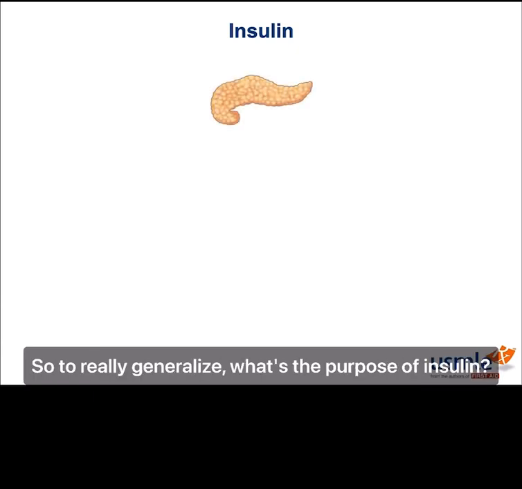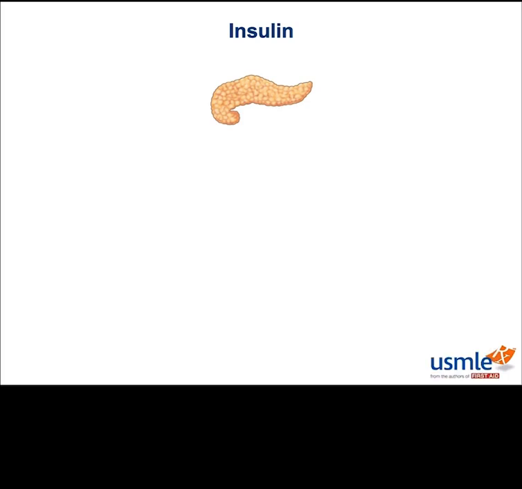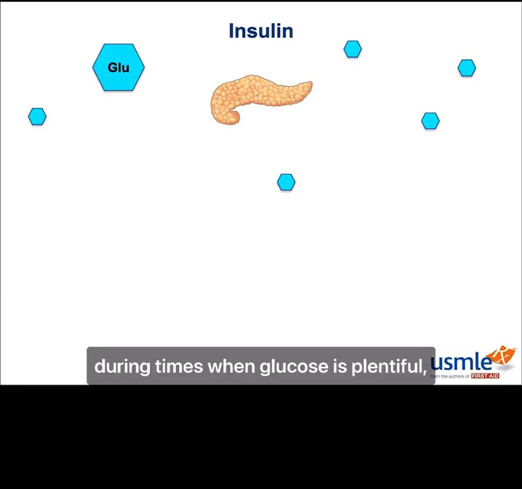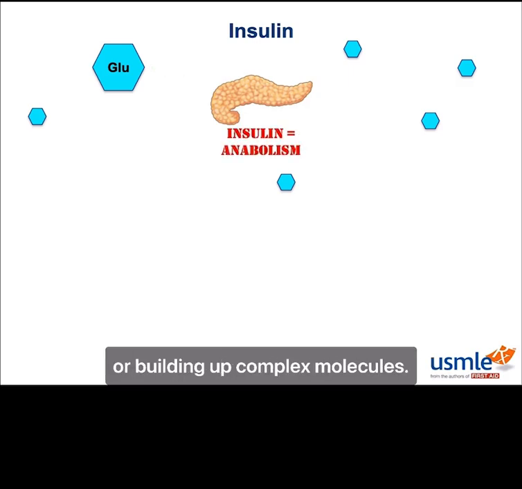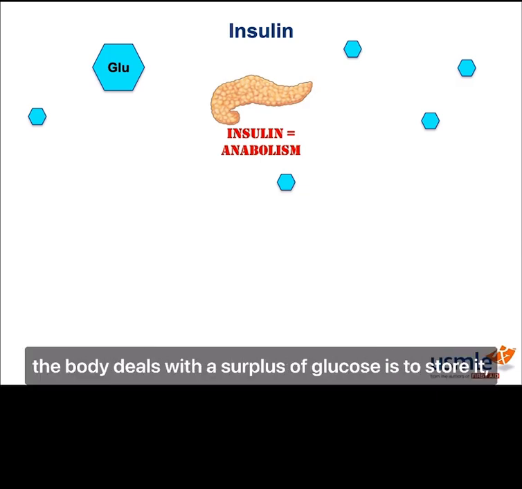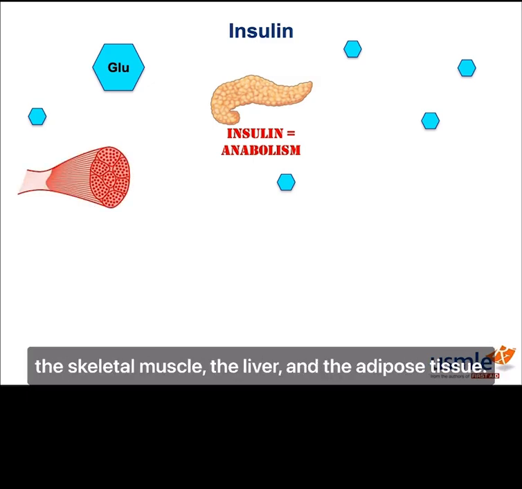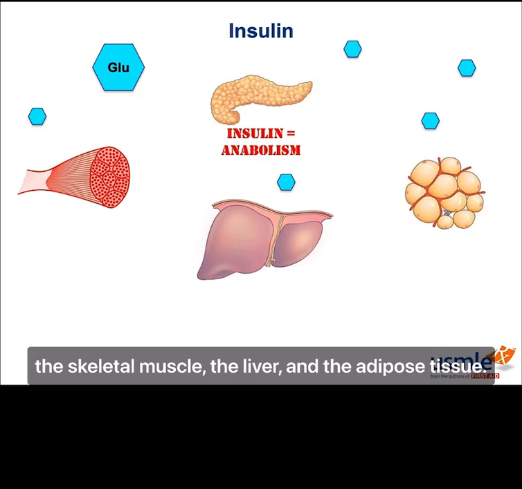So to really generalize, what's the purpose of insulin? The purpose of insulin is to coordinate the body's resources during times when glucose is plentiful, primarily through anabolism, or building up complex molecules. Well, how does it do that? The most intuitive way the body deals with a surplus of glucose is to store it, and that job goes primarily to our three reliable friends, the skeletal muscle, the liver, and the adipose tissue.